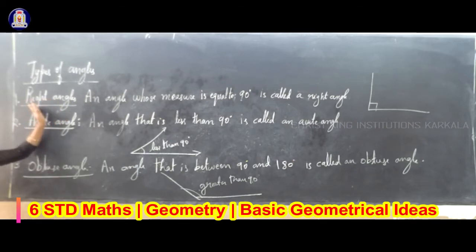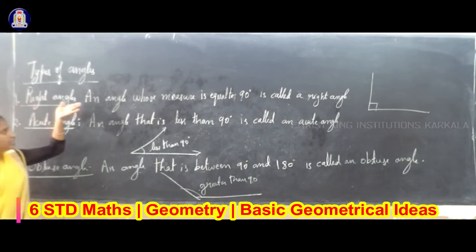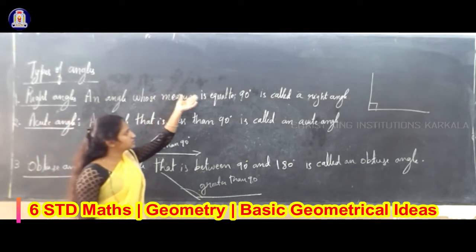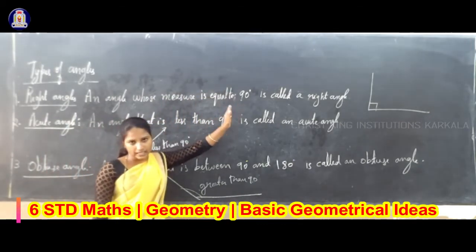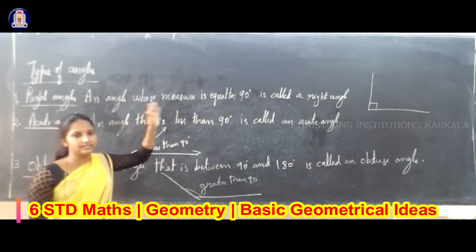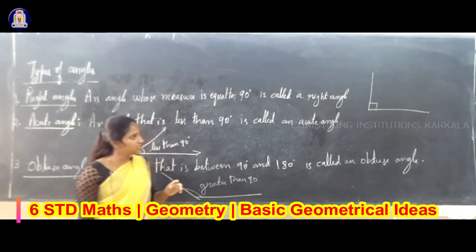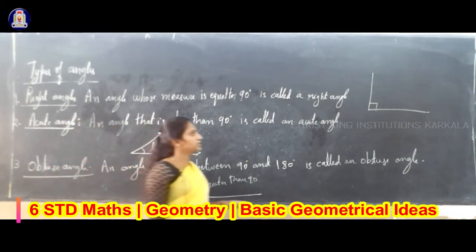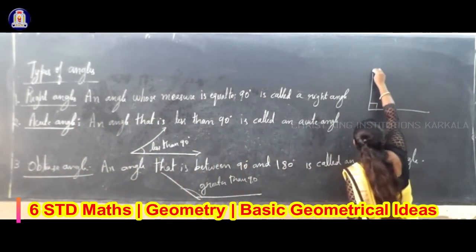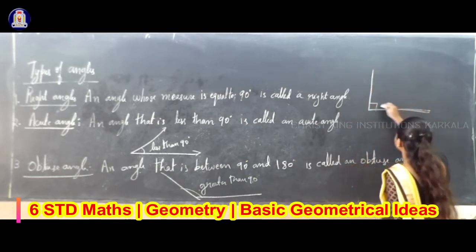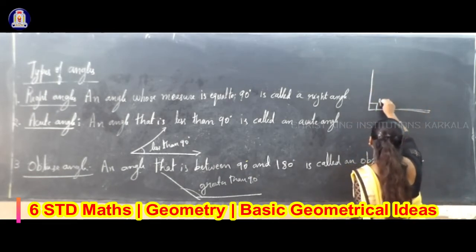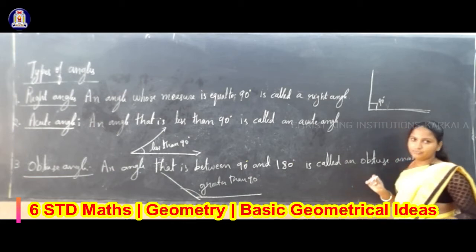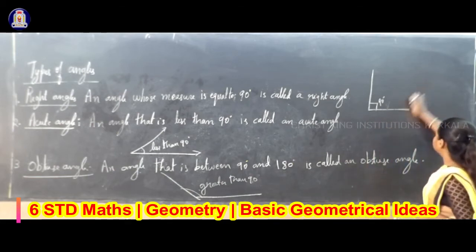What is the meaning of a right angle? A right angle means an angle whose measure is equal to 90 degrees. An angle whose measure is equal to 90 degrees is called a right angle. See, here I have drawn a right angle. This angle measures exactly 90 degrees. Clear? So this is a right angle.